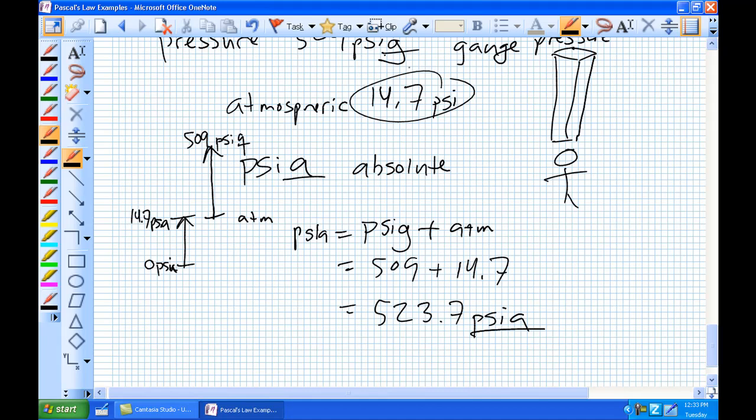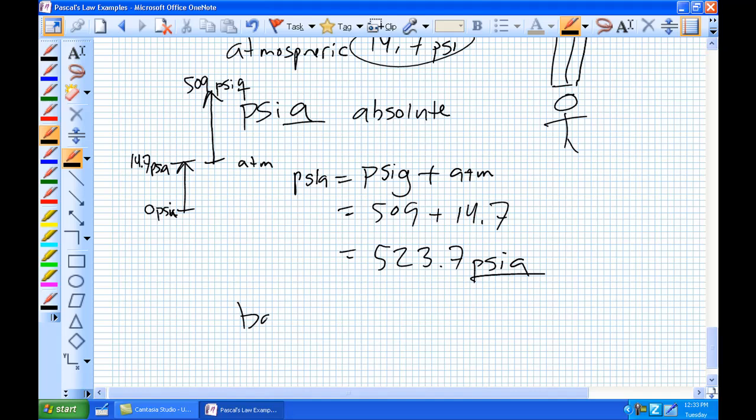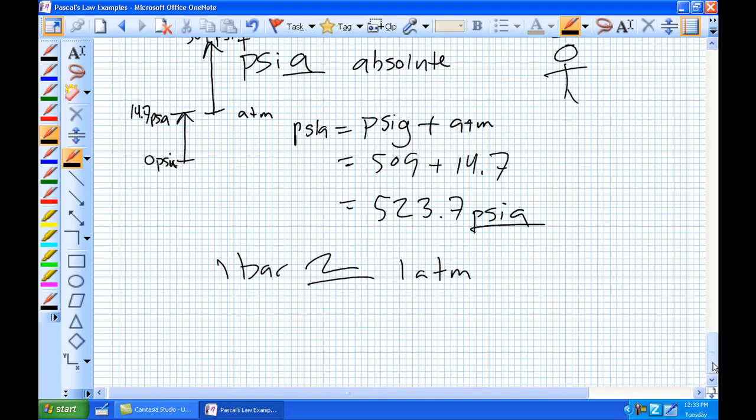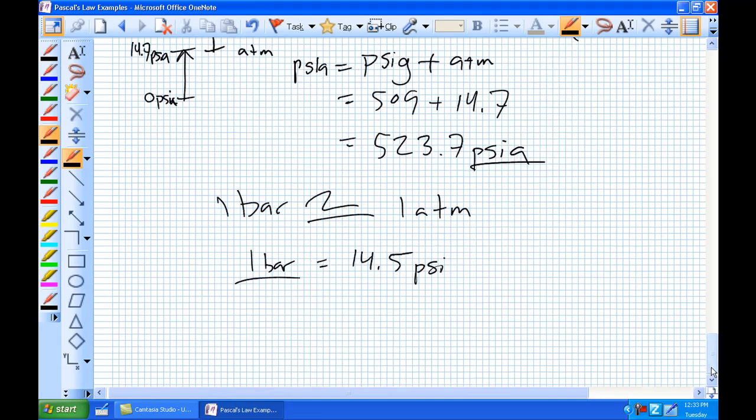So there's something out there called a bar. A bar, if you can think about it, is a unit of pressure, and it's roughly equivalent to 1 atmosphere of pressure. Okay, so if 1 atmosphere is 14.7 psi, 1 bar is equal to 14.5 psi. And the bar is a unit of pressure.